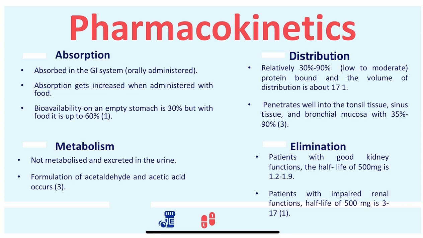It is not metabolized and is excreted as it is in the urine. However, axetil is metabolized to acetaldehyde and acetic acid. It is an acetoxyethyl ester prodrug of cefuroxime which is effective orally. In patients with normal renal function, the half-life of 500 mg is 1.2 to 1.9. However, in patients with impaired renal function, the half-life of 500 mg is 3 to 17.